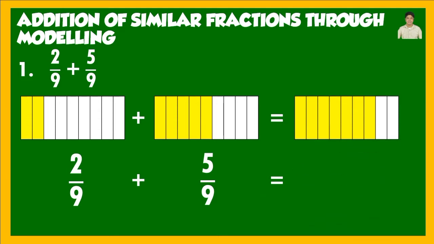So, dito tayo sa models natin. Meron tayong dalawang shaded portion. Tapos, i-add natin yung 5 shaded portion. Kapag pinag-add po natin yun, we'll have 7. Kaya, yung sum po natin is 7 po yung naka-shade out of 9. Therefore, 2/9 plus 5/9 is equal to 7/9. And then, we cannot simplify 7/9 because it is already simplified. Wala na po kasi tayong common factor aside from 1. So, yan na po yung ating final answer.